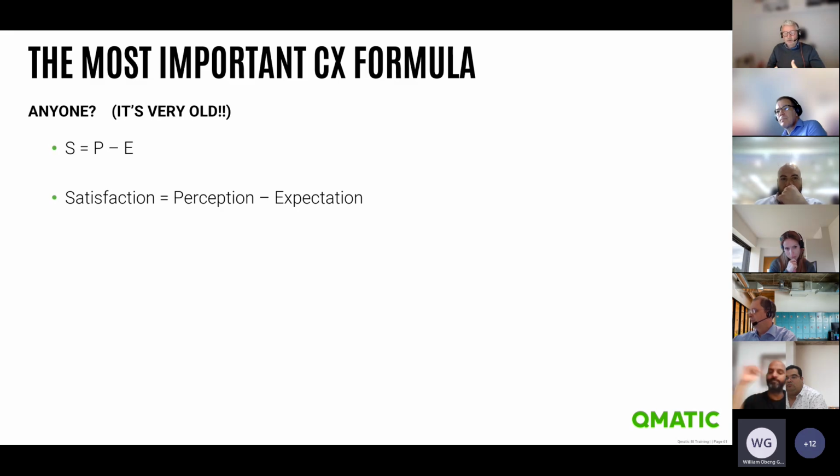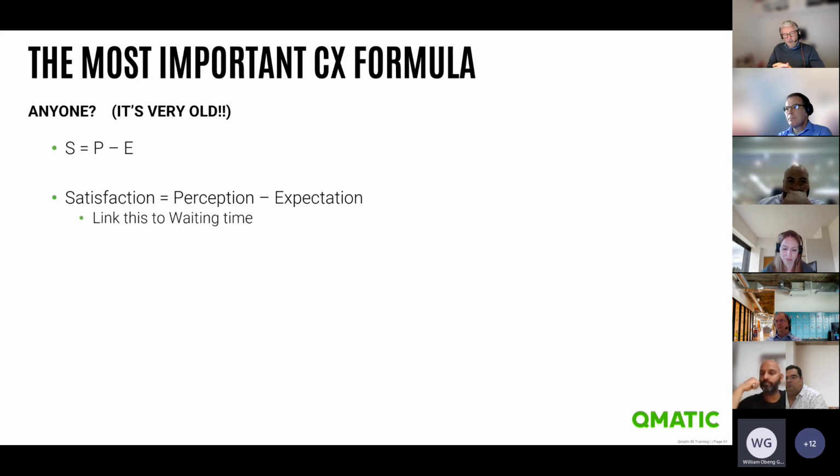So if I go somewhere as a customer and I expect that I don't have to wait, but my perception is that I waited long, regardless of what the number of waiting time is, my perception is that I waited too long, then I'm not satisfied. And the other way around. So take that in mind. I think it's a great formula.